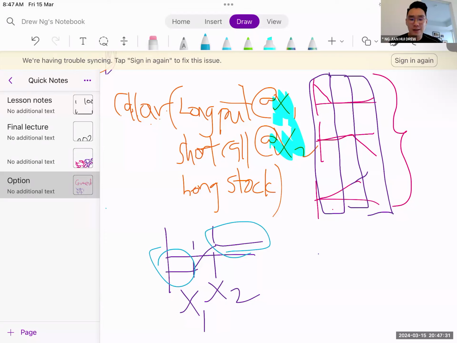Now, I have a question. Why is this strategy good? Yes, you have limited downside, but you cap your upside as well. But why is this good?